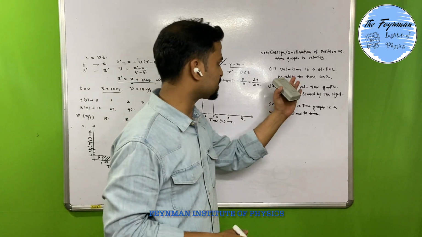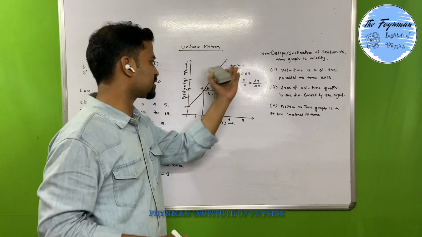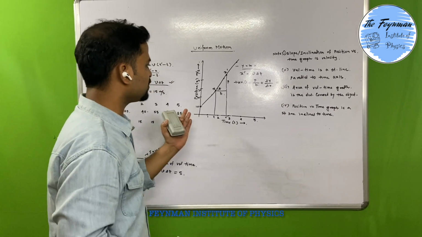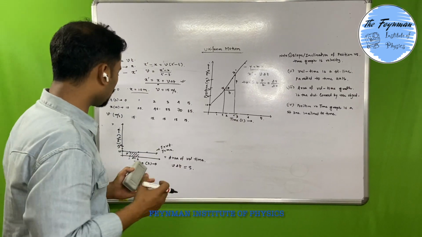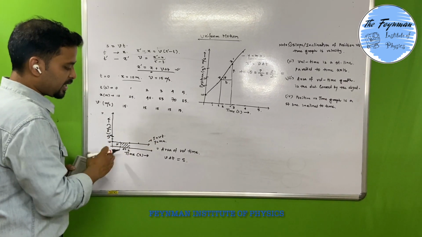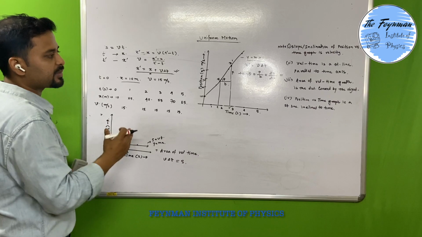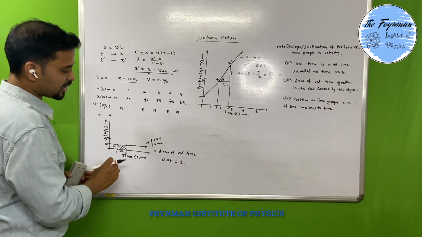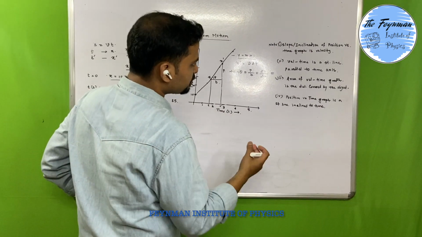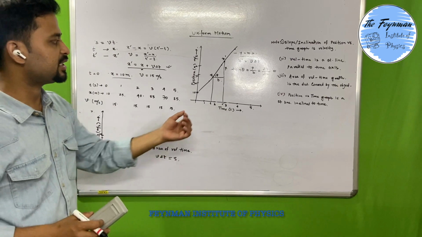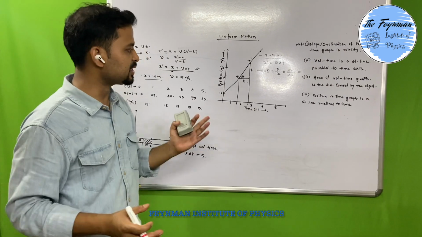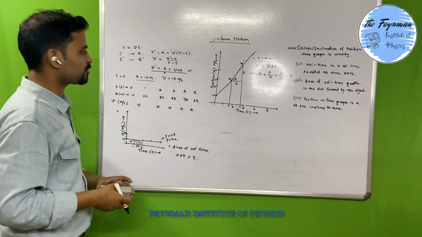So wherever we get a straight position versus time graph which is inclined to the time axis, we will say that this is a uniform motion where the velocity remains constant. So obviously the velocity time graph will also be a straight line parallel to the time axis. If you find the area of the velocity time graph, then that area will be the distance covered by the object in that time interval, and also the inclination of the position time graph is nothing but tan theta, or the velocity of the uniform motion actually.